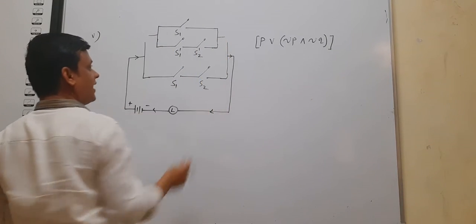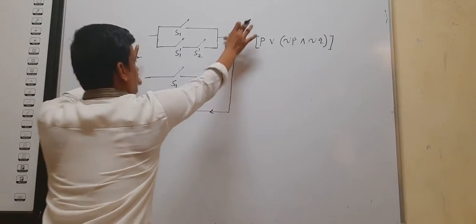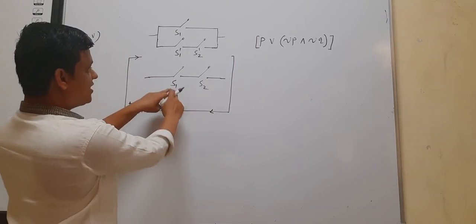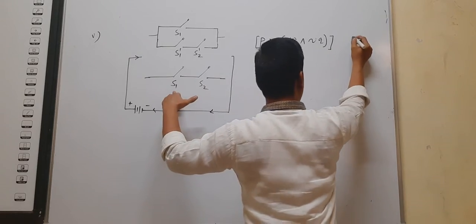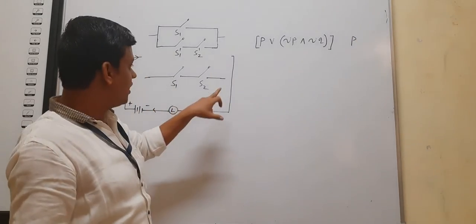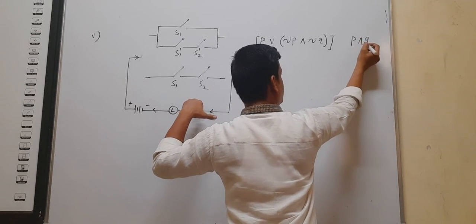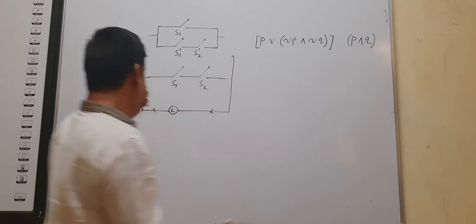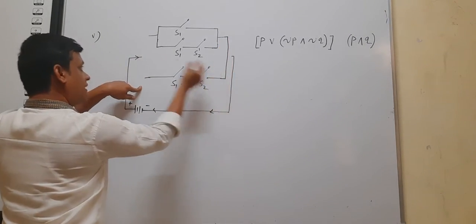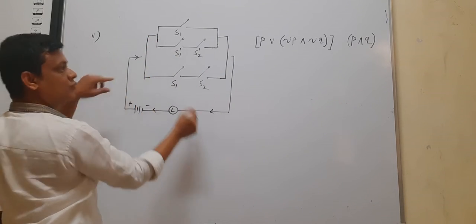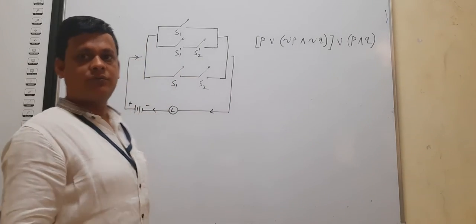It will be disconnected and then connected for the symbolic form. Now, from the diagram, these two switches again are in series combination. For S1 we write P, for switch S2 we write Q. These switches are in series combination, so we write and. This circuit is in parallel combination with this first circuit, so we have to write here or. Therefore, this is the symbolic form for the given switching circuit.